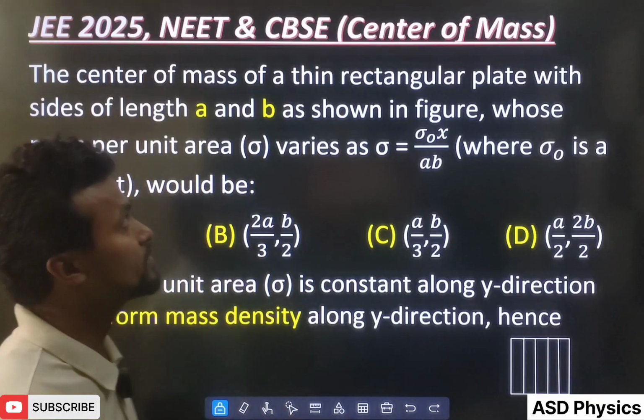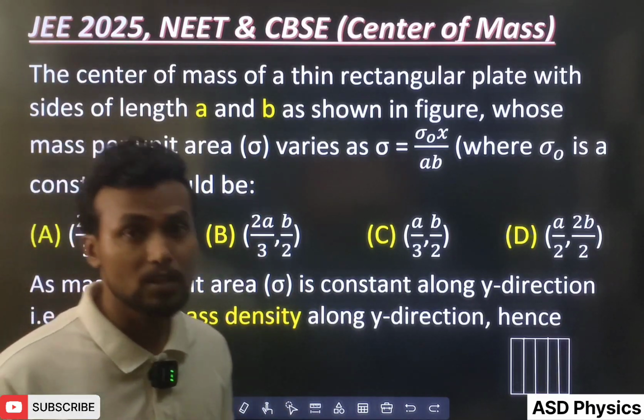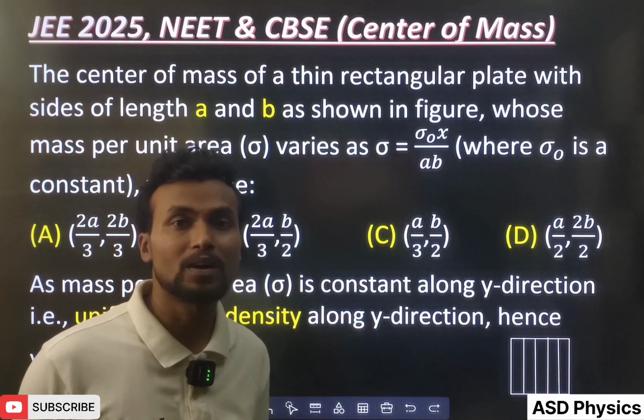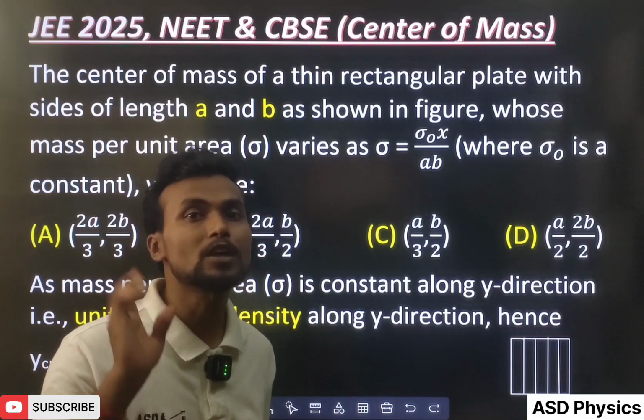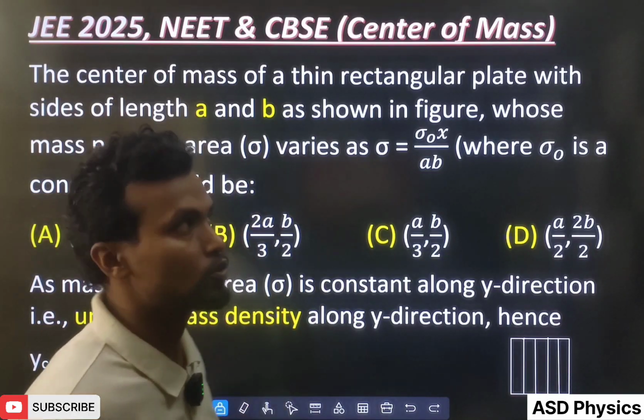So students, in this video we are going to solve a question from the chapter Center of Mass, which belongs to the main chapter Rotational Motion. Okay, let's go through the question.